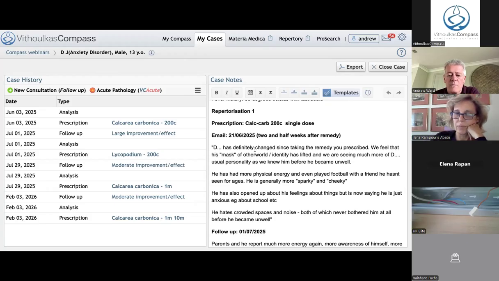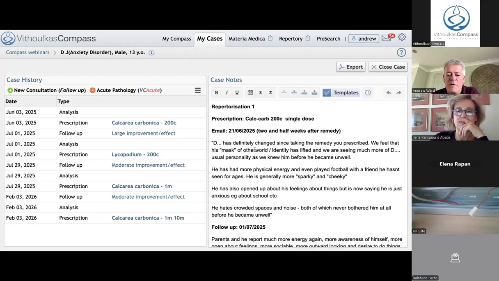So, single dose Calcarea, email on the 21st, so that's 2.5 weeks afterwards. So the boy has definitely changed since taking the remedy you prescribed. We feel that his mask of other-world identity has lifted, and we're seeing much more of his usual personality as we knew him before he became unwell. He has had more physical energy. He's even played football with a friend he hasn't seen for ages because he was very reclusive at this point, not seeing anybody, not going to school. You can imagine he's half in another world.